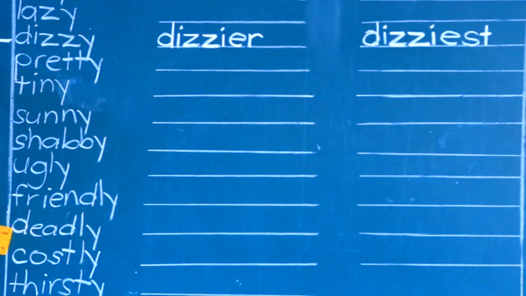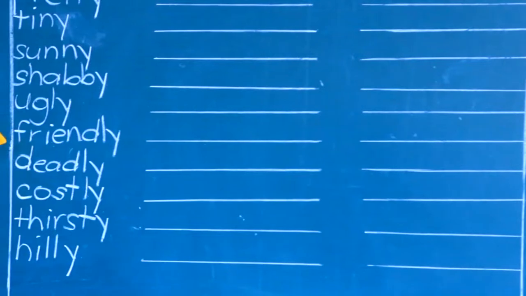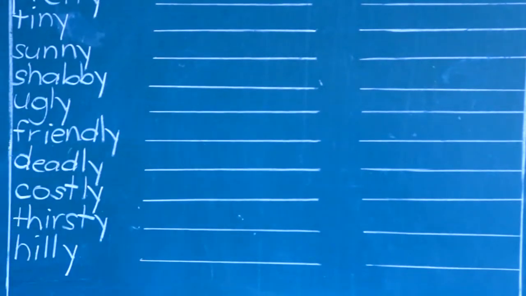Deadly is the next word. Next is costly, maybe even hilly, even thirsty. We are going to do 2 of these words. 1, 2, 3, 4, 5. There are 5. I want to choose 2. The rest, you'll be able to deal with them properly. I want to choose this one. Which other one should I choose?